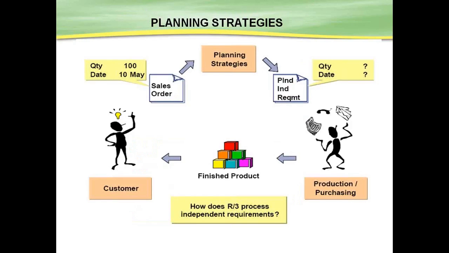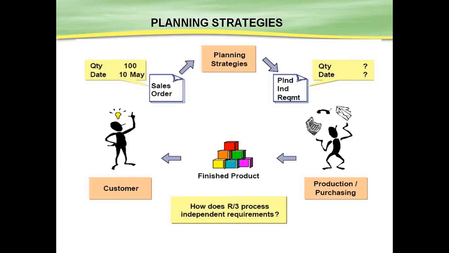Now we see what the different kinds of production strategies are in production planning. There are two kinds of production strategies that work in the production planning module. The first one we call the make to order scenario. The second we call the make to stock scenario. I'll give an example of an industry.